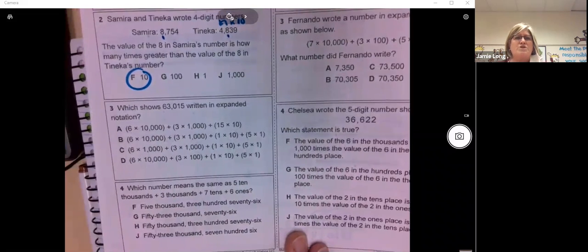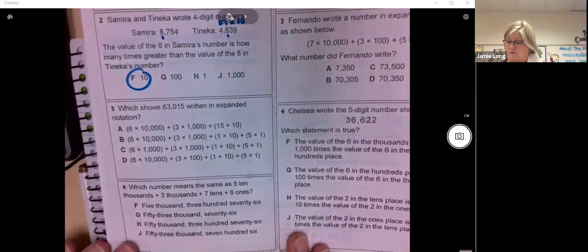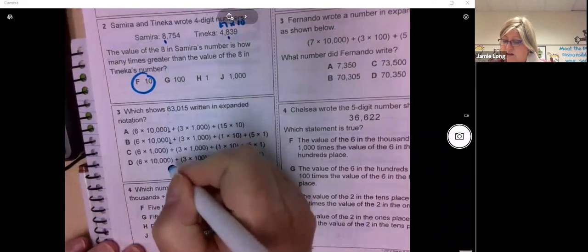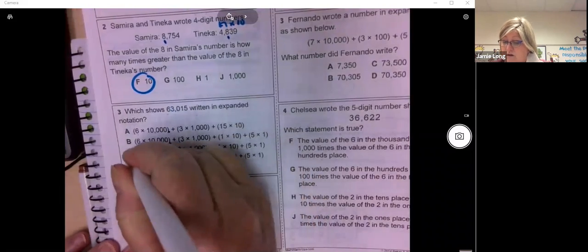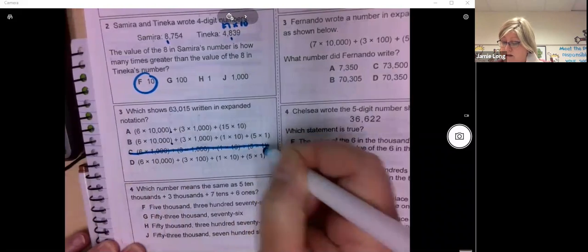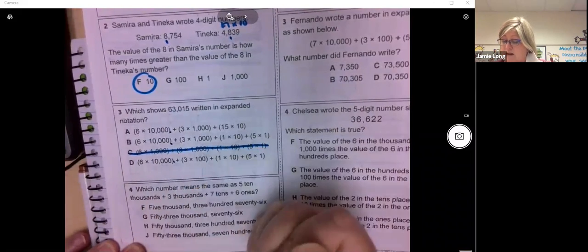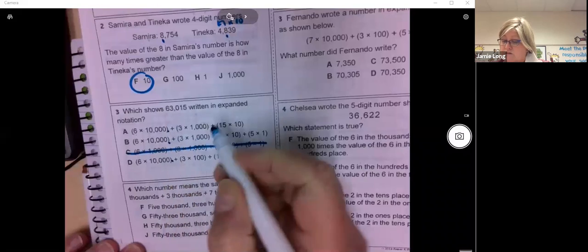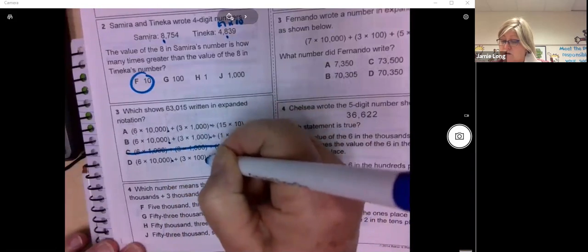Number 3, which shows 63,015 written in expanded form. So I'm looking for 6 times 10,000. 6 times 10,000. 6 times 10,000. 6 times 1,000, no way. 6 times 10,000. So I can't eliminate any of the others. I'm looking for 3 groups of 1,000. Sure, sure, nope.